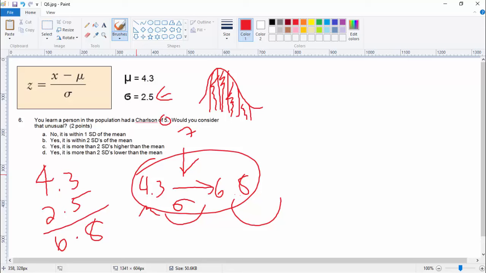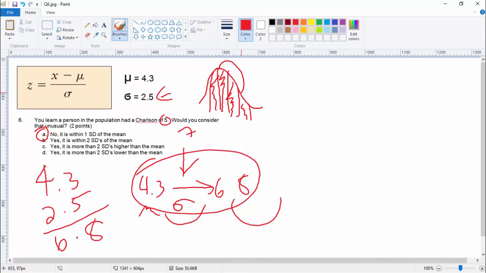And so is it unusual? A is no, it is within one standard deviation of the mean. So you've already figured out that's going to be the right answer. Okay, well, let's just go through the other ones. B: yes, it is within 2 standard deviations of the mean. Well, the problem there is that it's not unusual if it's within 2 standard deviations of the mean. That's definitely normal for this group. So forget about that one.